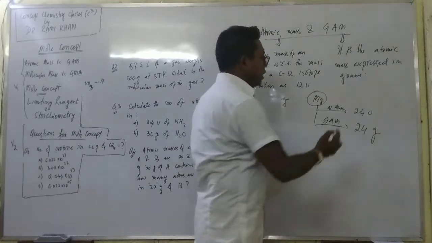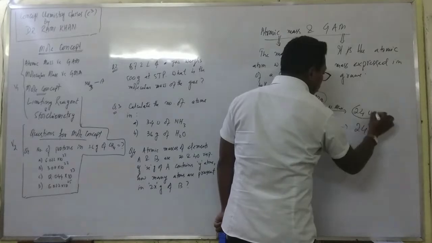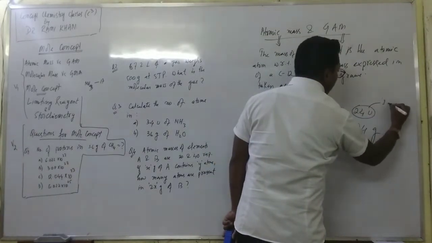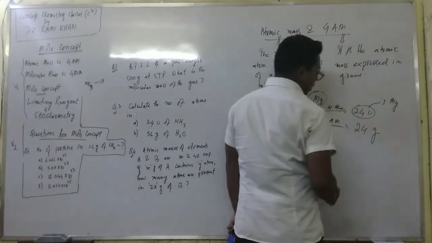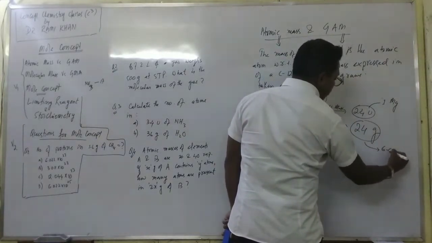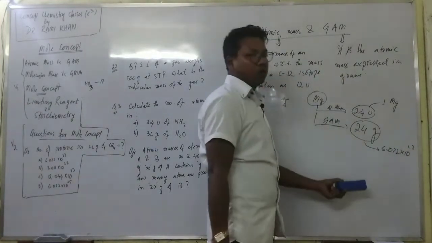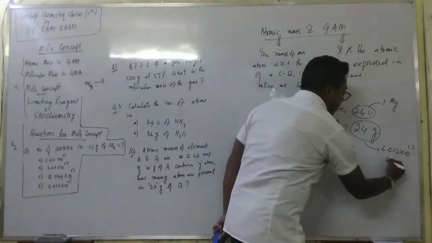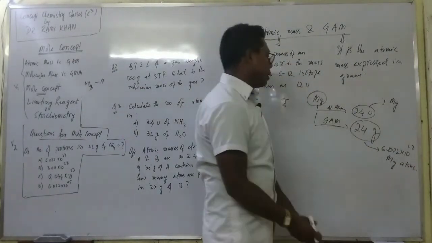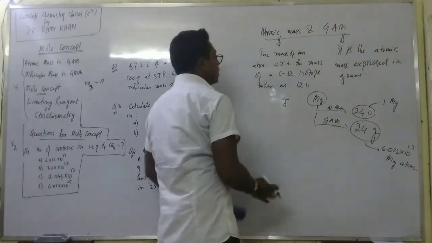There is a very large difference, big difference between these two terms. 24U of magnesium contains only one magnesium atom. But 24 gram of magnesium contains 6.022 into 10 to the power 23, which is also called Avogadro number. These magnesium atoms are present in 24 gram of magnesium. Actually, this is the molar mass of magnesium.